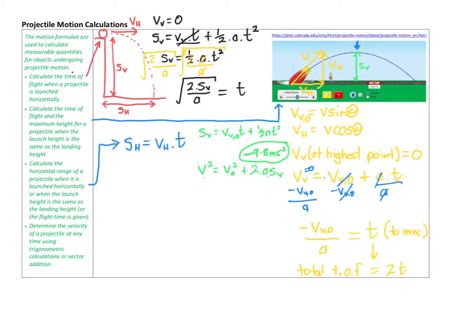The final point: determine the velocity of a projectile at any time using trigonometric calculations or vector addition. I'll quickly show you that again, but that was basically what I went through at the end of the last video. It's in a sense the opposite of what we did at the end of the last video. Let me just undo that. Strictly speaking, I probably should do it this way.